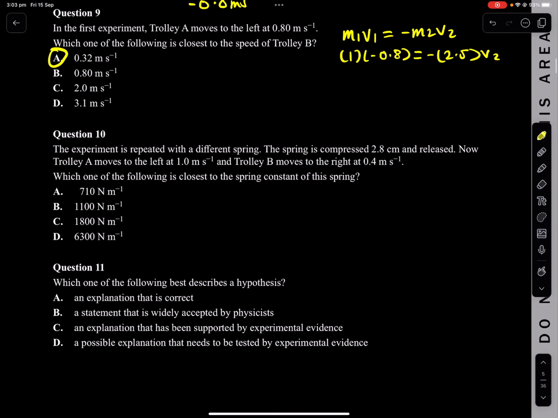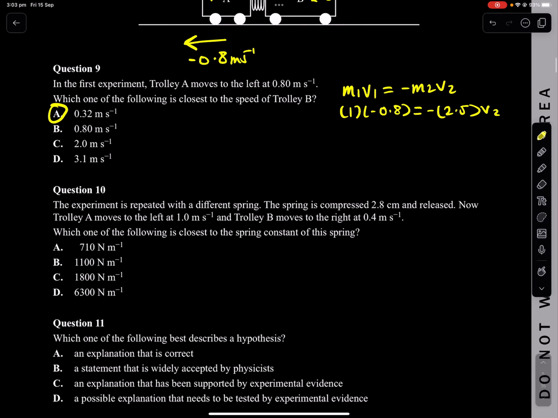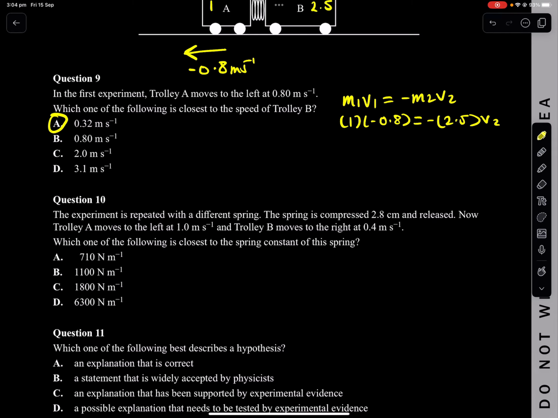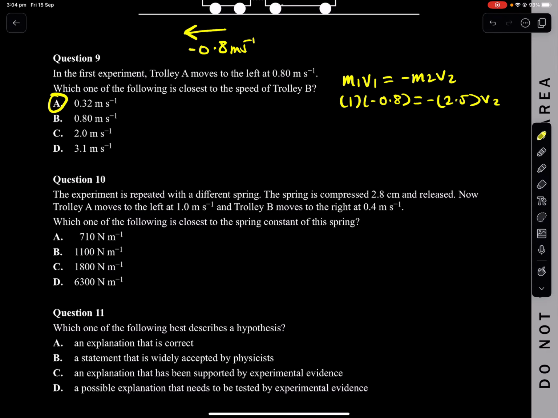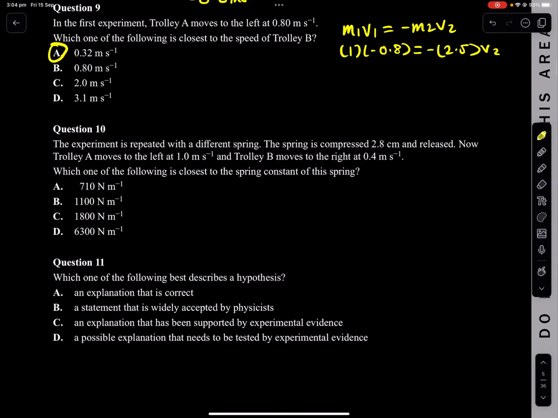The experiment is repeated with a different spring. The spring is compressed 2.8 centimeters and is released. Now trolley A moves to the left at 1 meter per second and trolley B moves to the right at this speed. Which of the following is closest to the spring constant of the spring? Now we're dealing with energy conservation. So what do we know? Well, think of it like this.